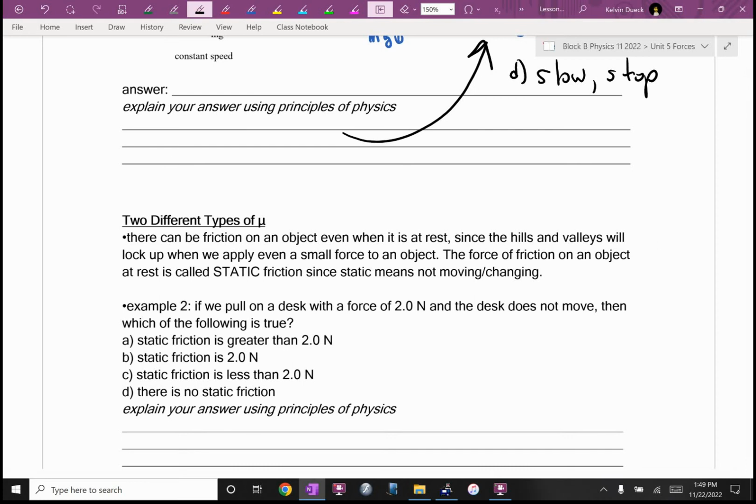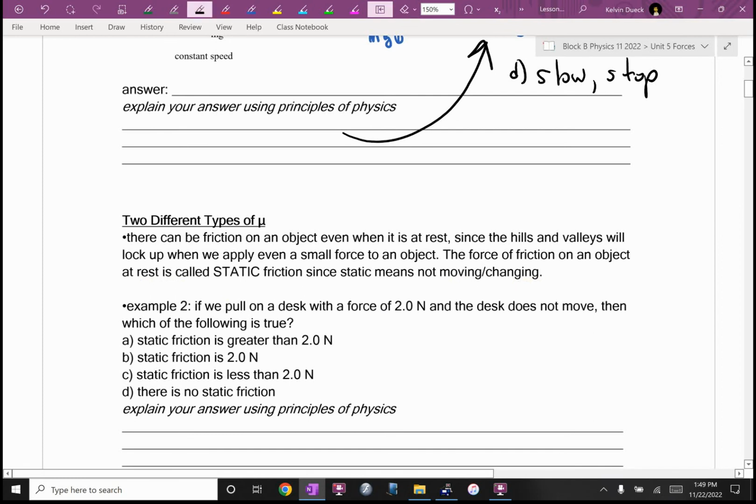Don't pull so hard that the desk accelerates, but still apply a force. Is it possible to apply a force and not have an object accelerate? Okay, how's that working? The force of friction on an object at rest, we call that static friction, because static means not moving or not changing.